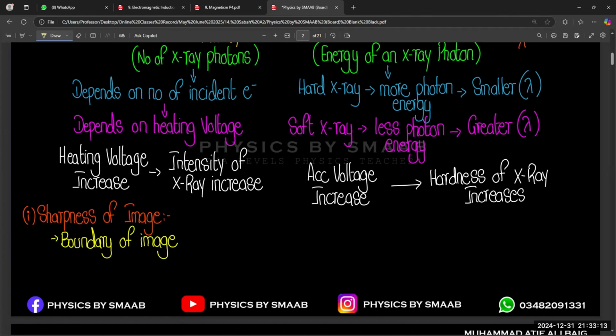Like in normal cameras, we use portrait mode, which focuses on the main object and blurs all other objects in the background. So basically, it makes a sharp image of the main object and decreases the sharpness of, and blurs, all the objects in the background, right? So if we are talking about the boundary of the image, and we are getting clear boundaries, it means we are getting a sharp image.